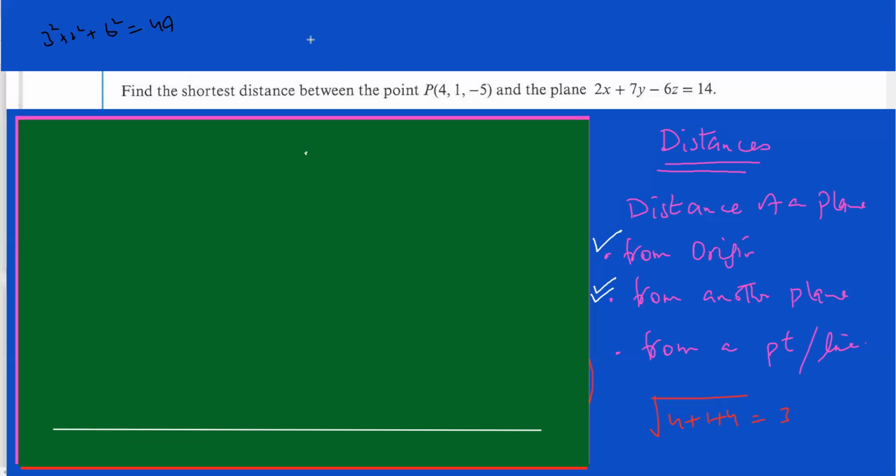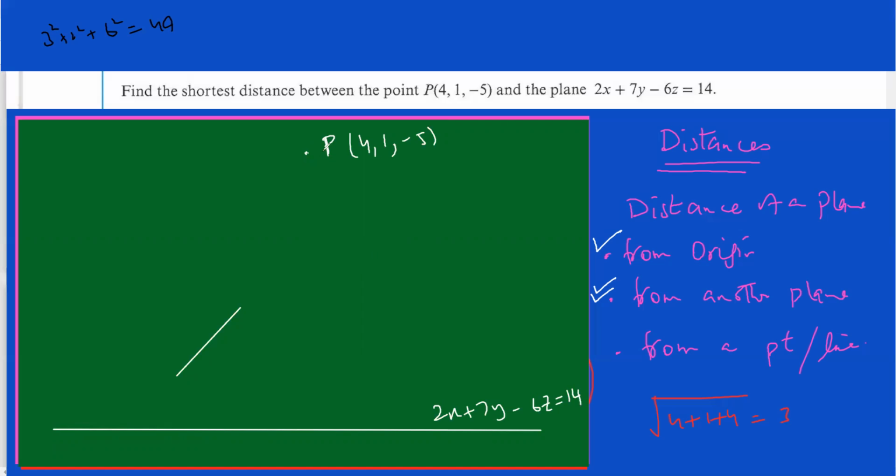There is a plane down here. And here's a point P. You want to find the distance between the point P and this plane. Suppose we take this question over here. This point P is (4, 1, minus 5). And this plane has an equation which is 2x plus 7y minus 6z, that is equal to 14.